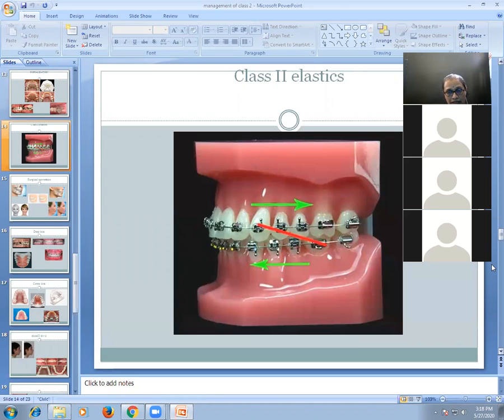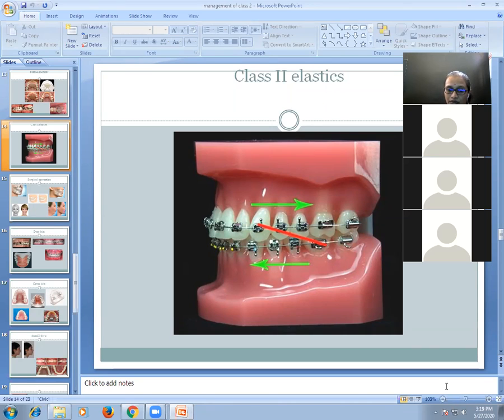Now, class 2 elastics. When there is an unstable molar relation, it is not a full-fledged class 2 and you need to correct it to class 1, you will give a class 2 elastic, which extends from the upper canine hook to the lower molar hook. This class 2 elastic will mesialize the lower arch and distalize the upper arch to correct the class 2 molar relation. So in camouflage, there are extractions, distalization, and class 2 elastics.